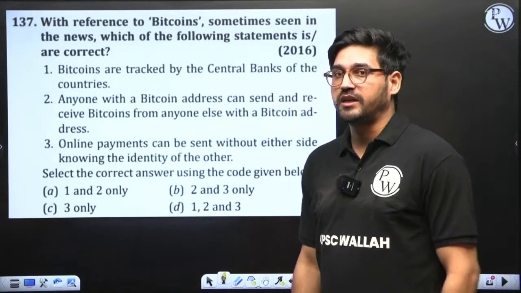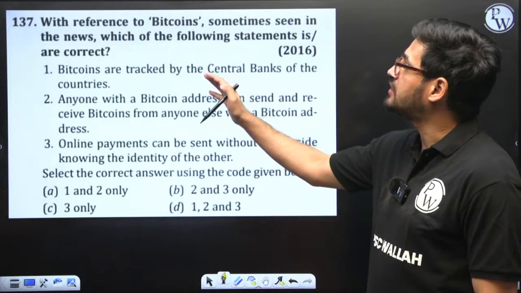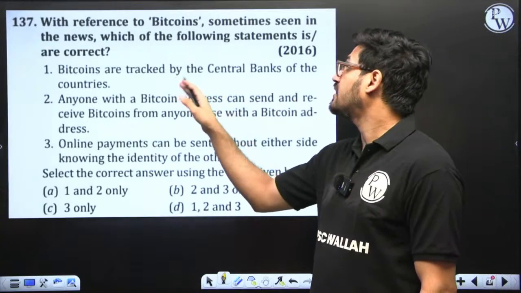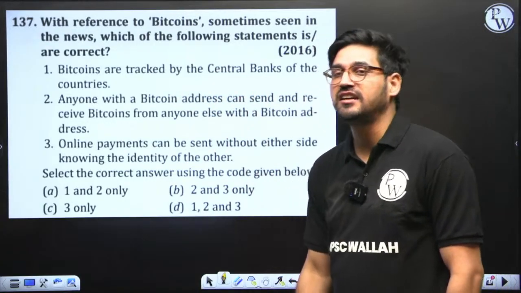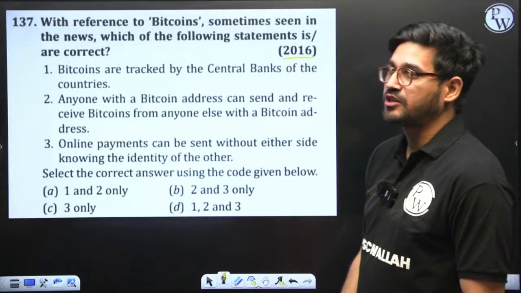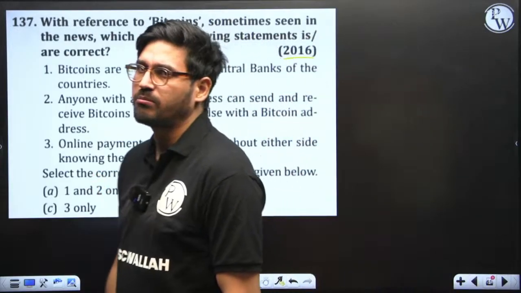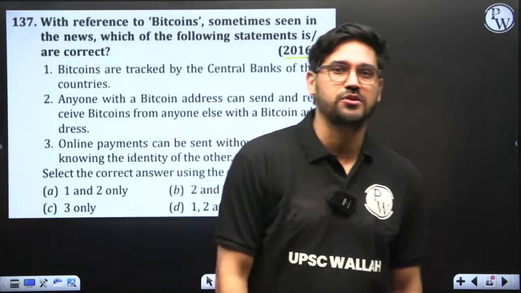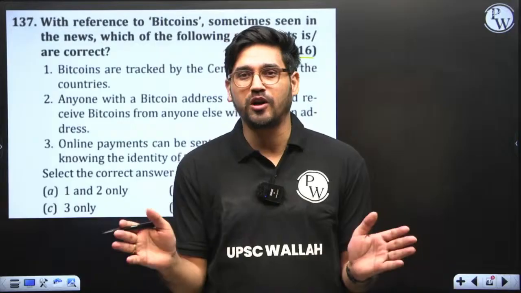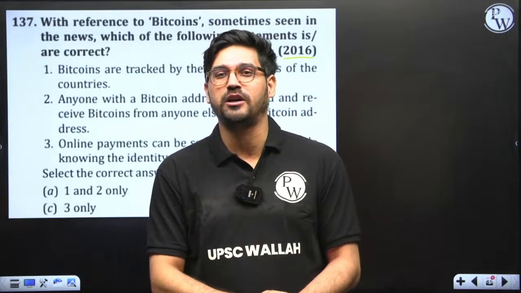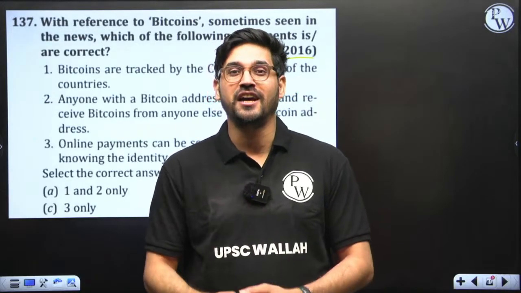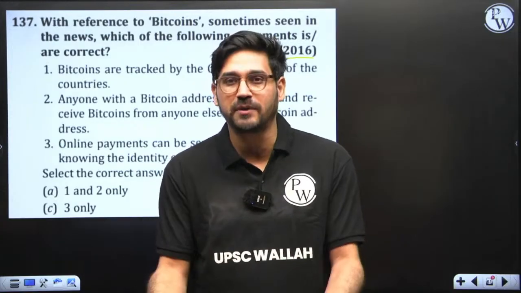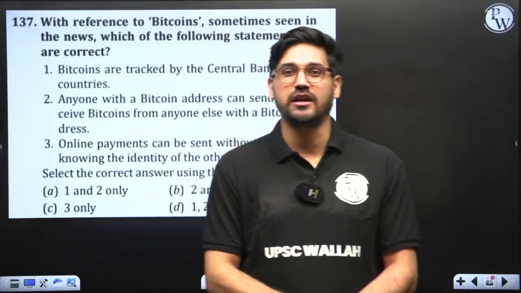With reference to bitcoins, sometimes seen in the news, which of the following statements is or are correct? First one says, bitcoins are tracked by the central banks of different countries. Now remember, this is a question asked in 2016. Bitcoins have been quite a buzz since 2013 onwards, and 2016 is when they peaked the most. Even if you don't know what bitcoins means, one thing that you should know is that this is a decentralized currency. It is in the control of no monetary authority, no central bank. That was the entire purpose of having bitcoins as an alternate currency.